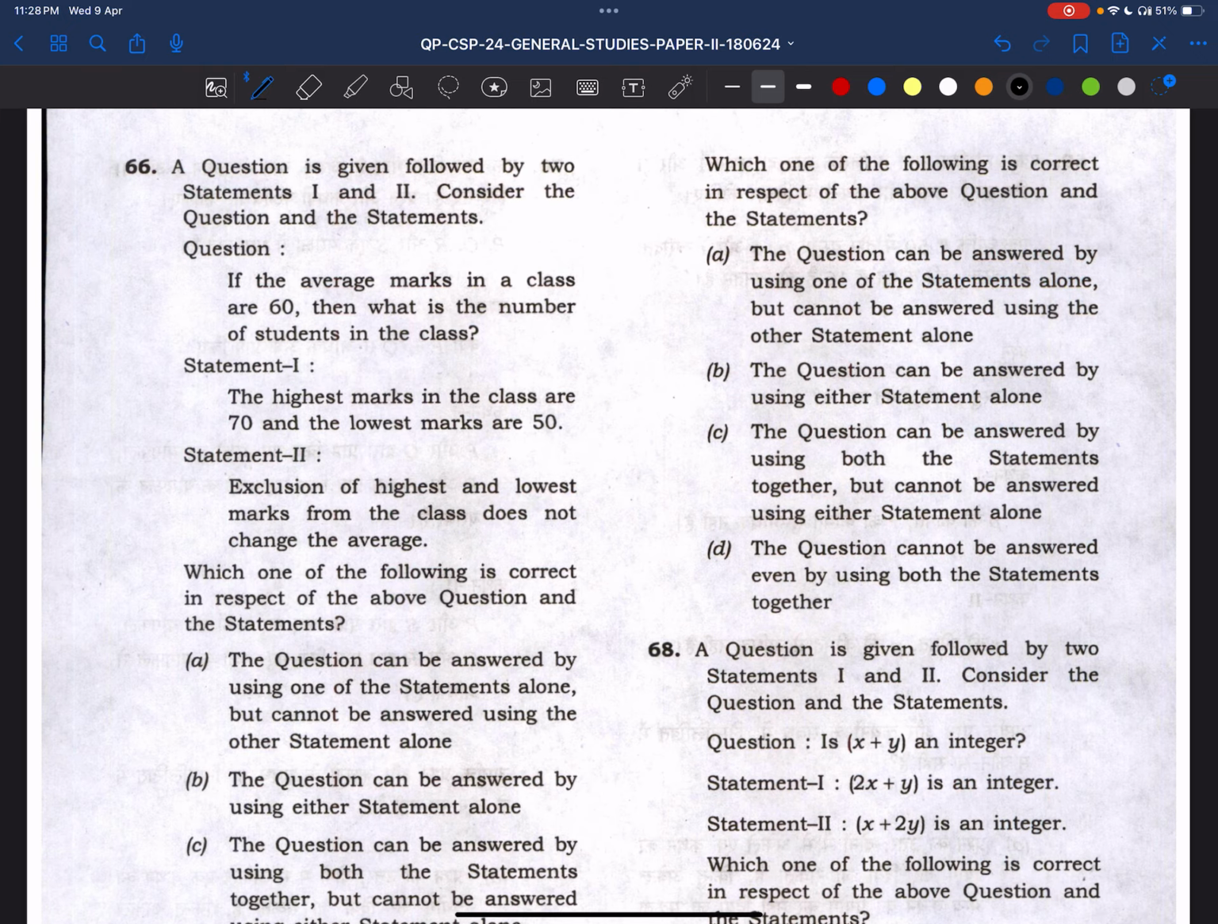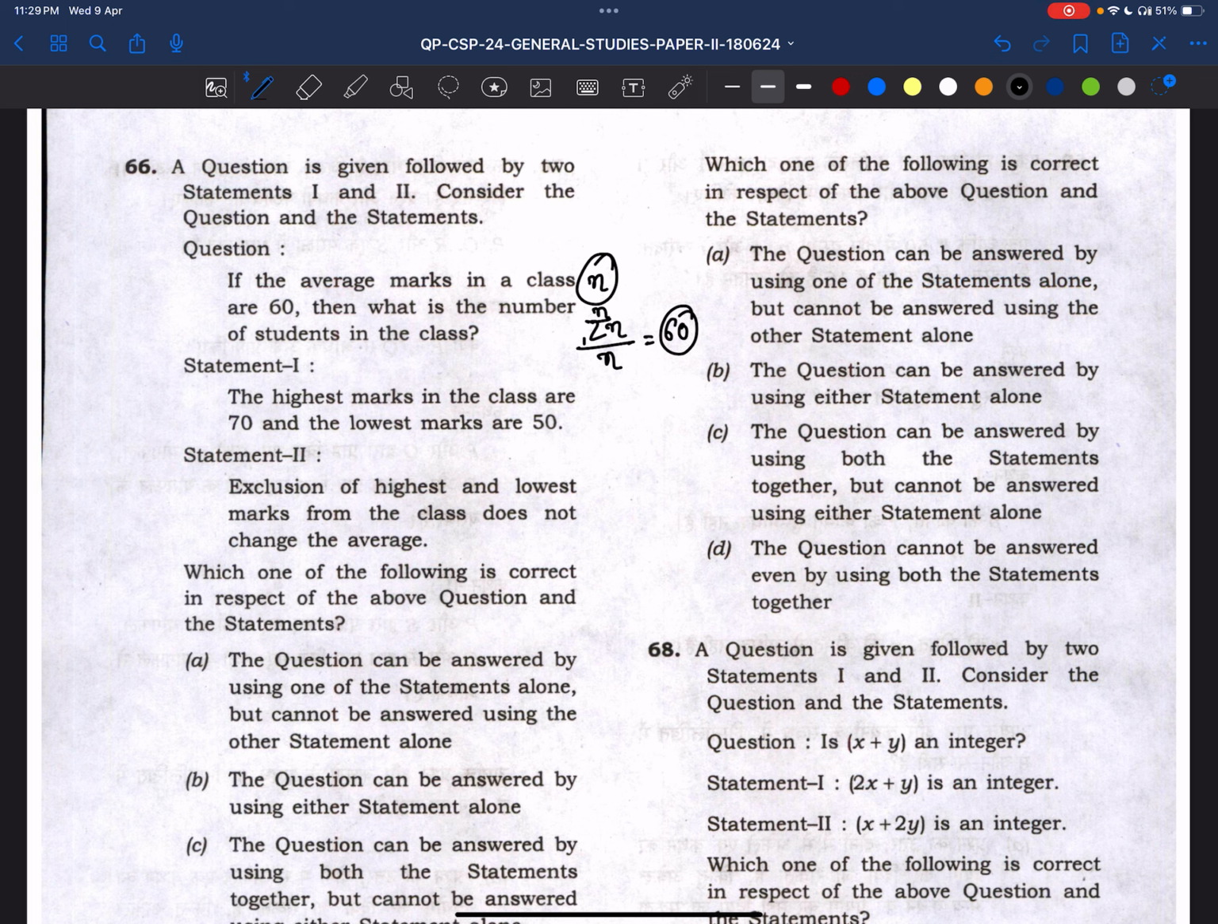Let's go to the 60th question. If the average marks in a class are 60, then what is the number of students in the class? We don't know how many people are there. I'll take the number of students as n. It's telling that sigma of marks by n is equal to 60, from 1 to n. Okay, that's it.